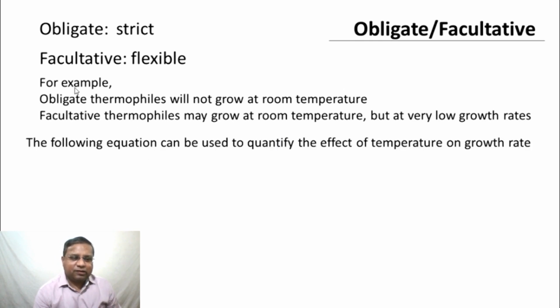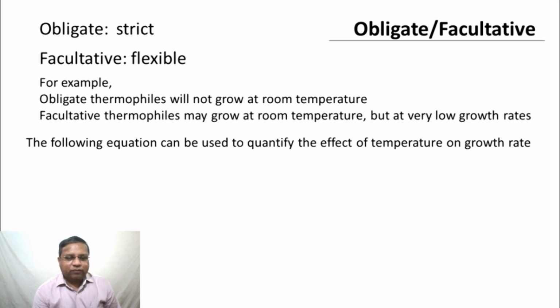You could use these adjectives for very many different situations. For example, an aerobe, an oxygen requiring organism. If it is an obligate aerobe, then it will grow only in the presence of oxygen. It will be unable to grow in the absence of oxygen. Whereas a facultative aerobe can grow well in the presence of oxygen, whereas it can also grow in the absence of oxygen. So it can be used in several different contexts.